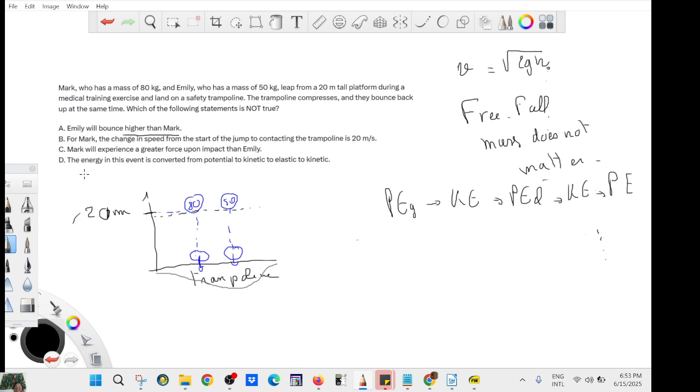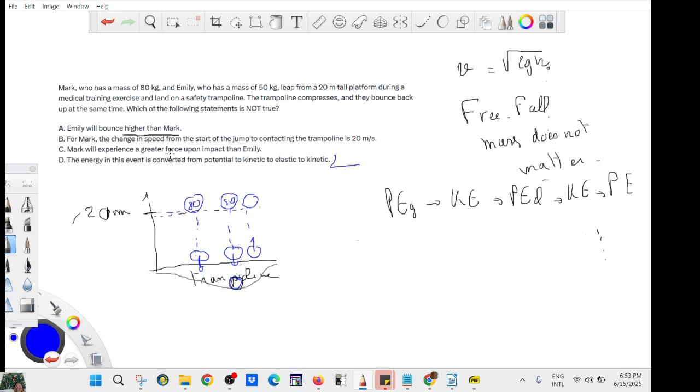Is it true that the energy is converted from potential to kinetic to elastic to kinetic? Here it's going to be kinetic. Sorry, here it's going to be elastic, and then back here to kinetic, and then back to potential. So is this true? Yes, it's true.